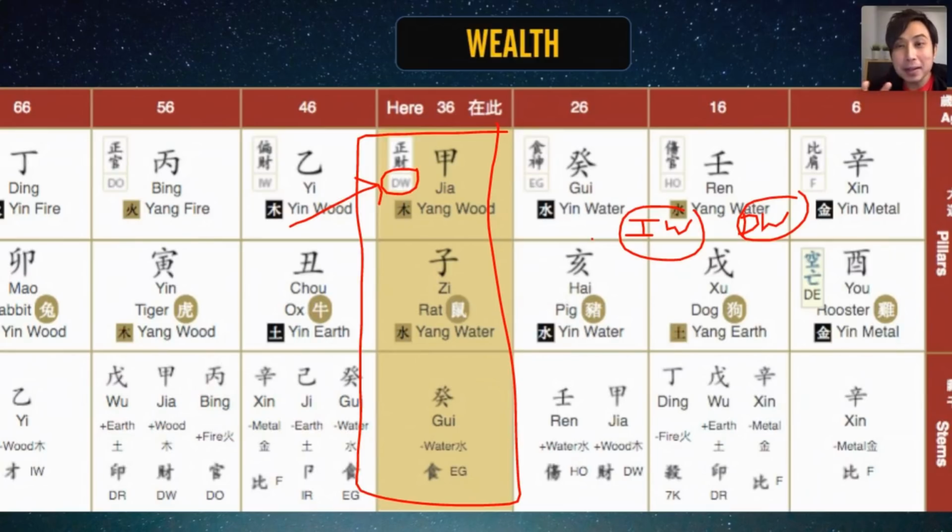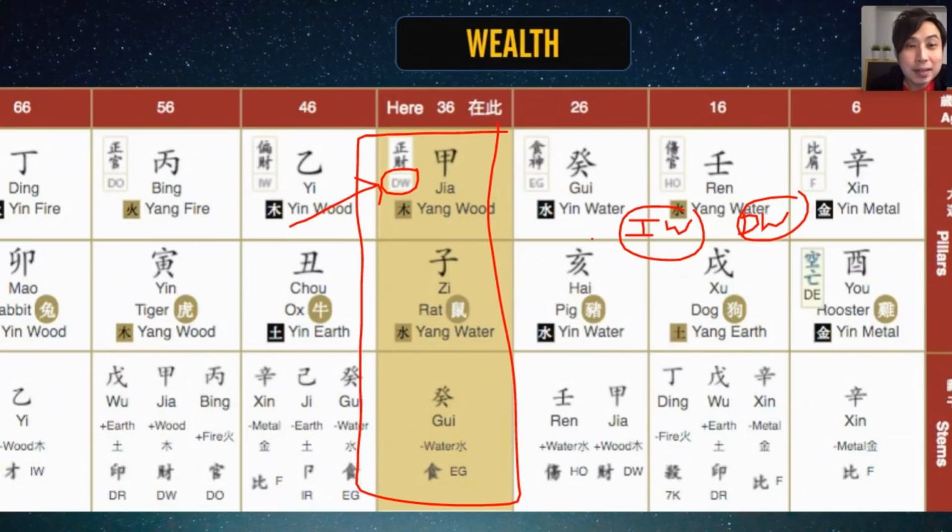Because the luck pillar doesn't talk about skill. Remember this: if you want to know what skill you can use to make more money, you need to refer back to your preparation section, which is the natal chart. The luck pillar always talks about the external, meaning external opportunities coming in. Here this person sees direct wealth, a DW, so it's cool.